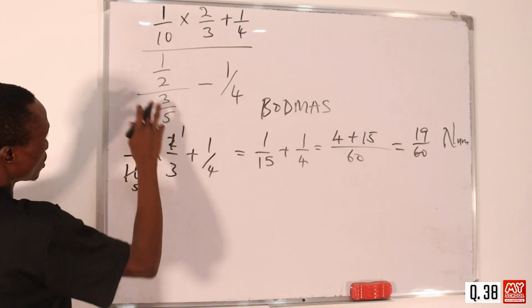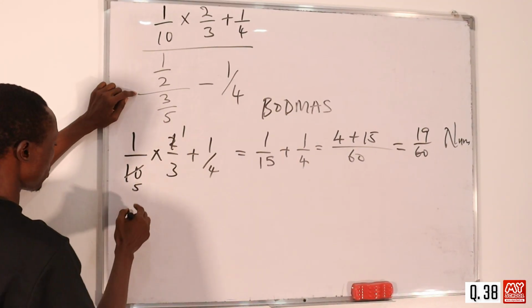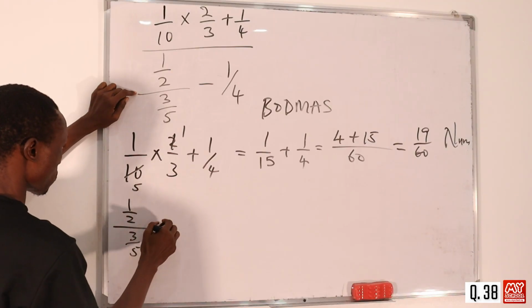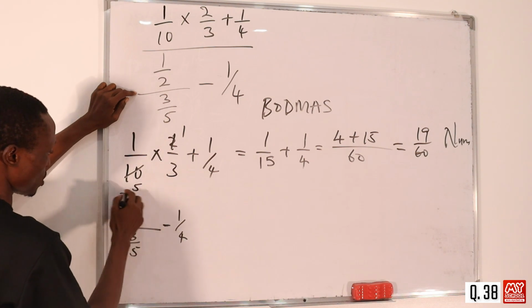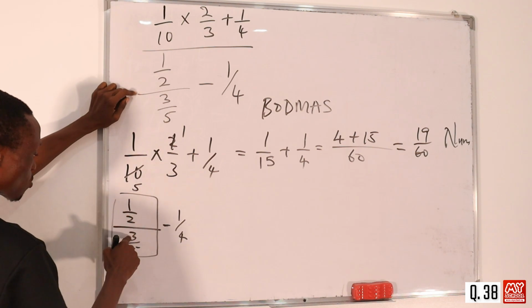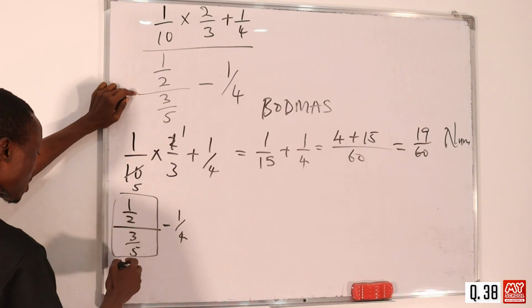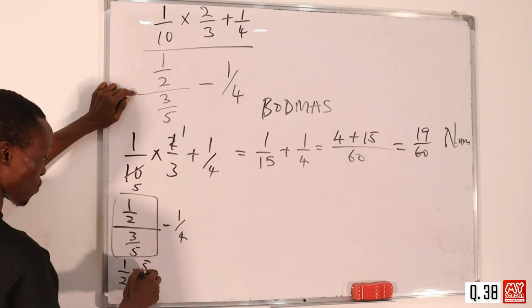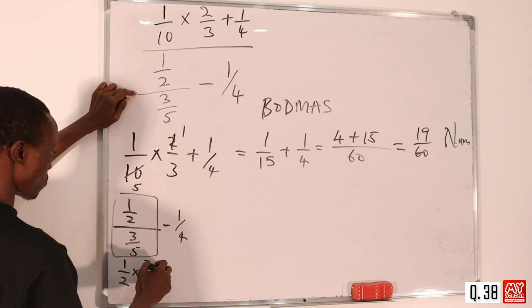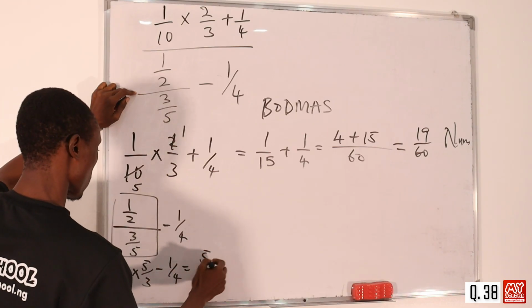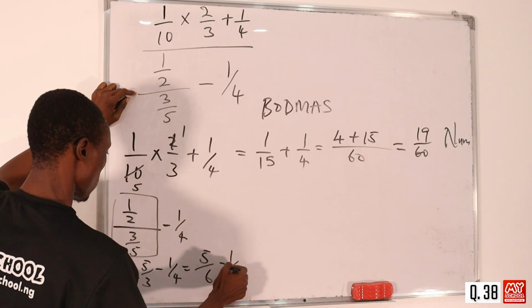Okay, then let's deal with the denominator. So the denominator is 1 over 2 divided by 3 over 5, minus 1 over 4. So let's deal with this part first. Okay, so this part, 1 over 2 divided by 3 over 5, we can rewrite it as 1 over 2 times 5 over 3. Okay, then minus 1 over 4. So if we multiply out, we'll have 5 over 6 minus 1 over 4.